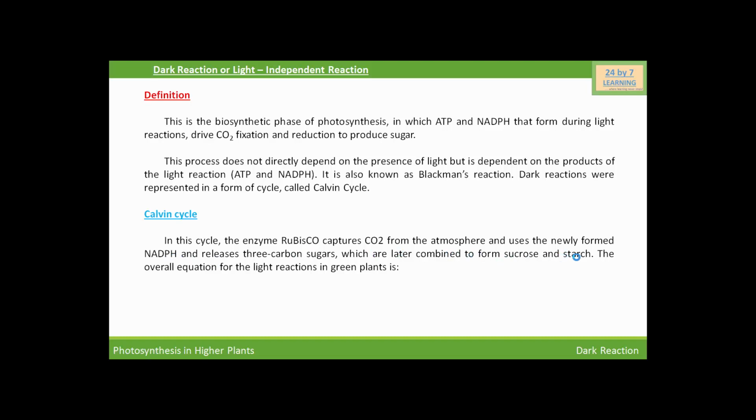The equation of the overall Calvin cycle is shown diagrammatically below. By the equation, it is clear that synthesis of one molecule of glyceraldehyde 3-phosphate, or we can also say triose phosphate, from carbon dioxide requires 6 molecules of NADPH and 9 molecules of ATP.